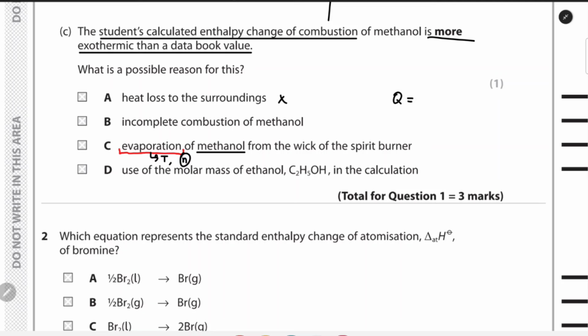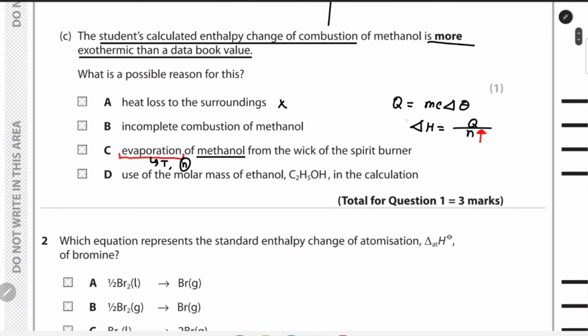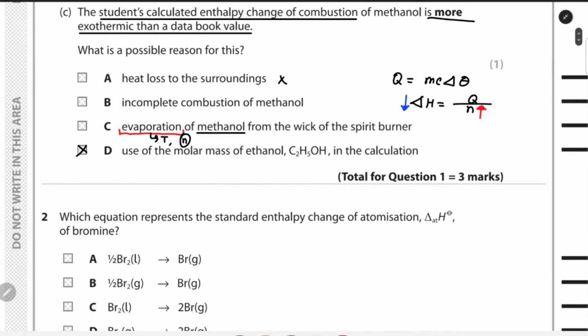So when we find Q equals mc del T, it doesn't affect the temperature over here, but when we find del H, which is Q by n, where n is the number of moles, the evaporation affects the number of moles. So if methanol is evaporated, the number of moles that we calculate comes out to be more than it should be. So the enthalpy will have a smaller magnitude than it should have. So it should be option D.